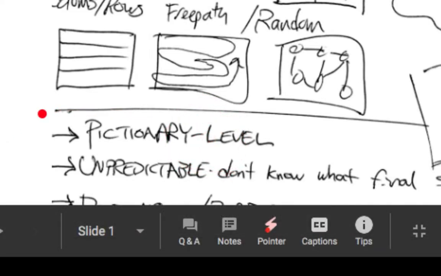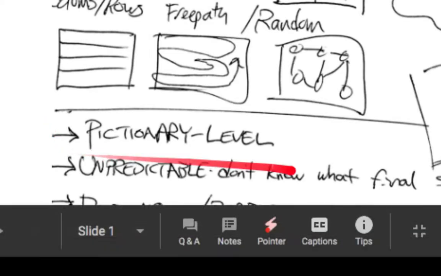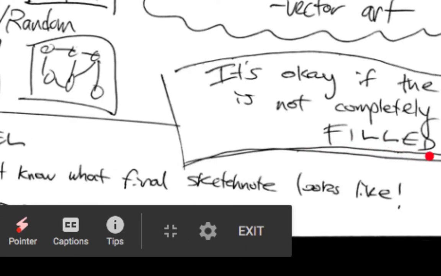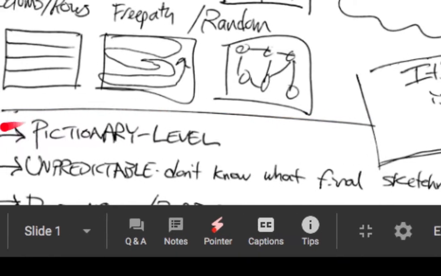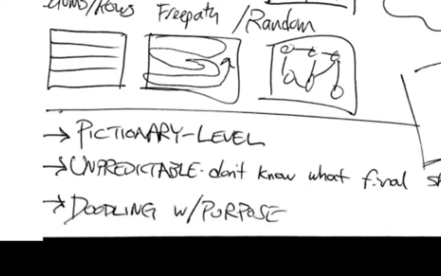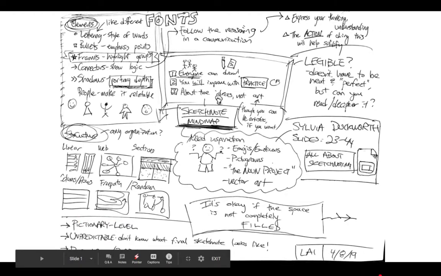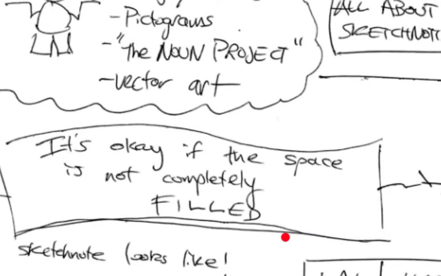Another thing about this sort of process, especially when you're developing ideas, is that it's unpredictable. You don't know what the final sketch note looks like. So again, I think both in a divergent thinking phase where you're flaring out, and also convergent where you're trying to make decisions, I think this process of being willing to just dump out your thoughts is a good skill to learn. And you can also just think of it as doodling with a purpose. It's okay if the space is not completely filled.